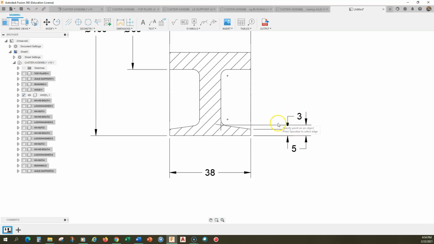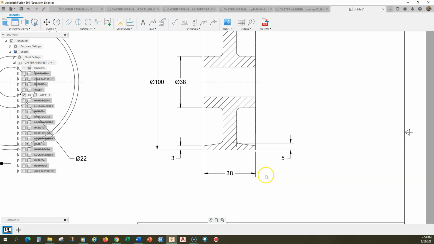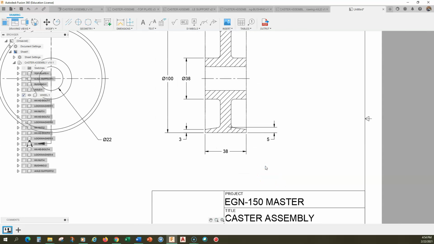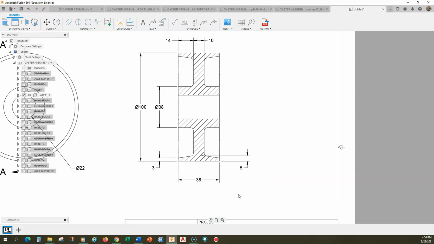Now, obviously this is not good. The 3 is right in the middle of the 5. So what I'm going to do is get rid of the 3, and I'm going to move it to the other side, because we can do that to simplify the drawing. There we go. All right, and that is all she wrote on that one.